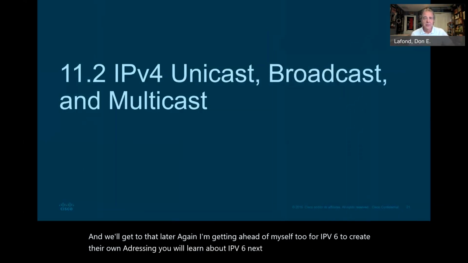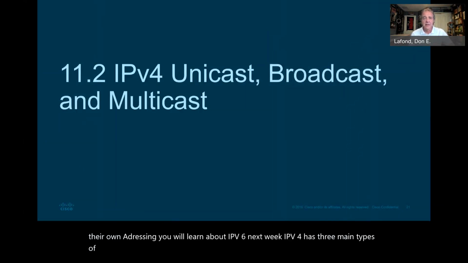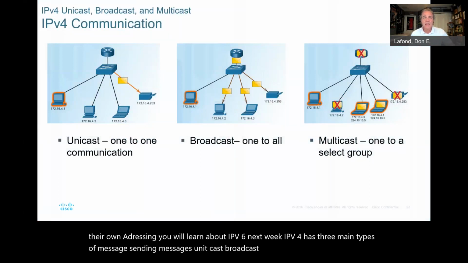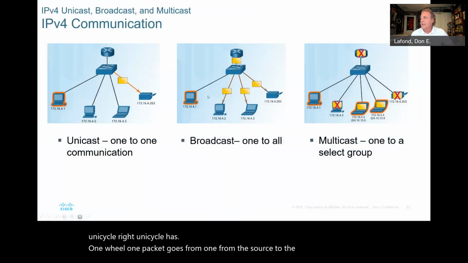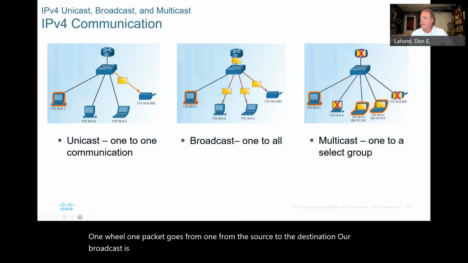IPv4 has three main types of sending messages: unicast, broadcast, and multicast. Unicast is where one device sends a packet to one other device, or a frame to another device. Think about a unicycle, right? A unicycle has one wheel. One packet goes from the source to the destination. Broadcast is one to all. And then there's also multicast in the 224 range of addressing. Multicast is one to a select group.